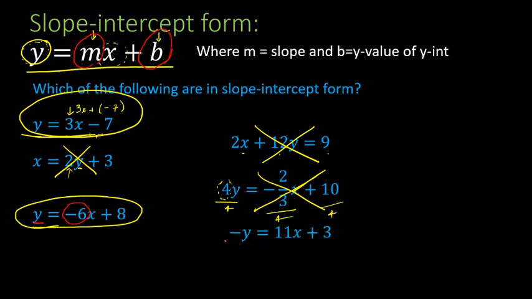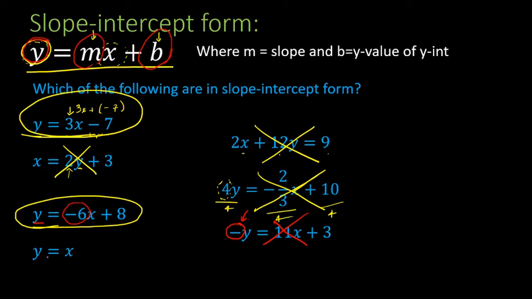What about this one? Negative y equals 11x plus 3. Once again, we're not quite in slope-intercept form because we have this negative y. This one we actually do need to make sure that it's a positive y. While it's okay if we have a negative m value, a negative x, a negative b, this y has to be positive. So I'm going to say that this is not in slope-intercept form. Not quite.